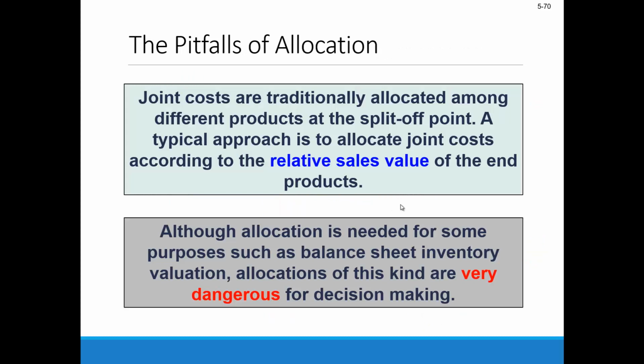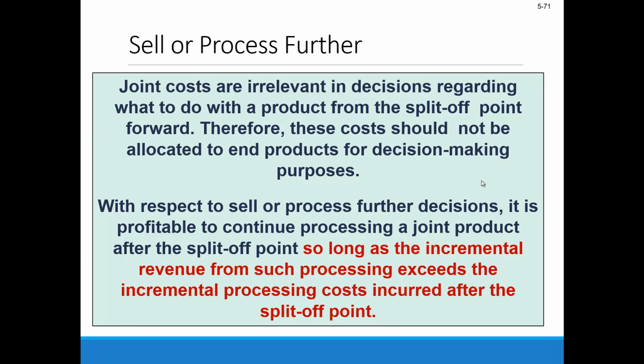Allocation, as we've talked about several times throughout the semester, is necessary for things like balance sheet inventory valuation, but it can often lead to suboptimal decisions. It can often make products and segments look potentially unprofitable when really they are profitable, because we're saddling these products or segments with costs that aren't necessarily driven or incurred by that particular product or segment. So joint costs are irrelevant in decisions regarding what to do with that thing after the split-off point. So they shouldn't be allocated to end products for decision-making purposes.